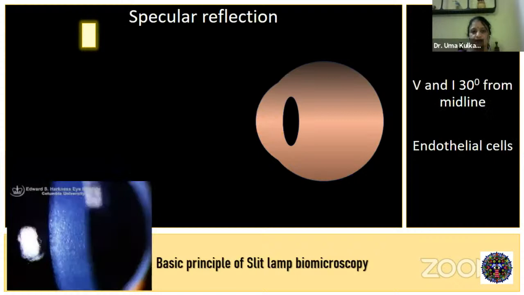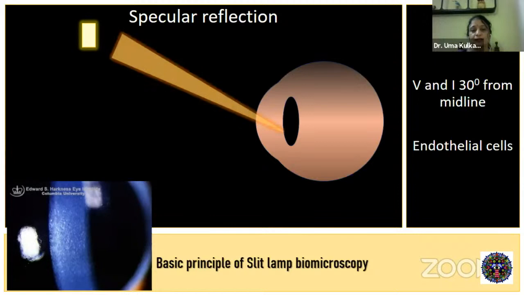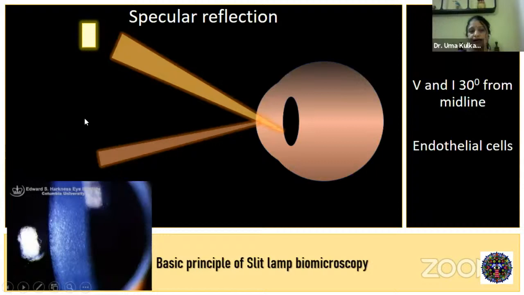This is a very different technique compared to the other techniques. This is called a specular reflection, wherein the light that falls on the cornea and the viewing system are both angulated at around 60 degrees from each other. So none of them is directly in front of the cornea. Both are angulated around 30 degrees. So illumination is at 30 degrees. Viewing system is also at 30 degrees.